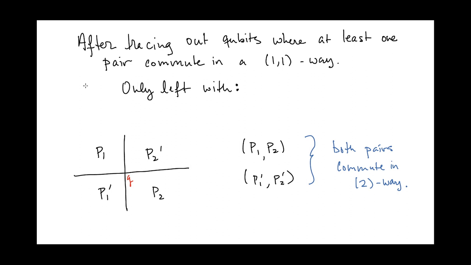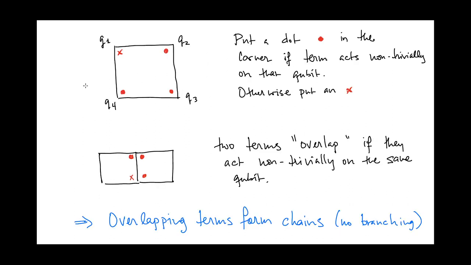All right, but that tells me something. If P1 and P2 commute in a 2-way, one of them has to be the identity on that qubit. If the other pair divides the qubit space up into a 2-way, then one of P1 prime or P2 prime also has to act non-trivially. Okay, so I can now analyze things a little bit more.